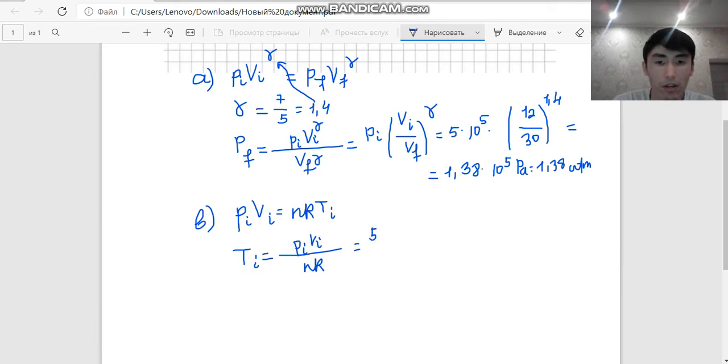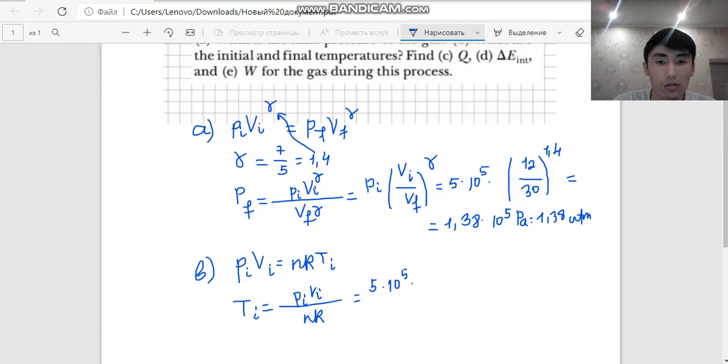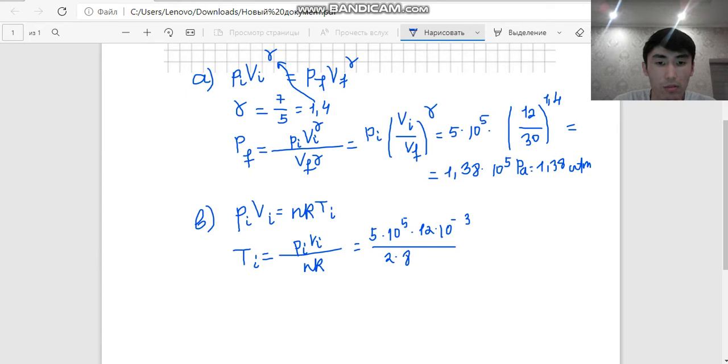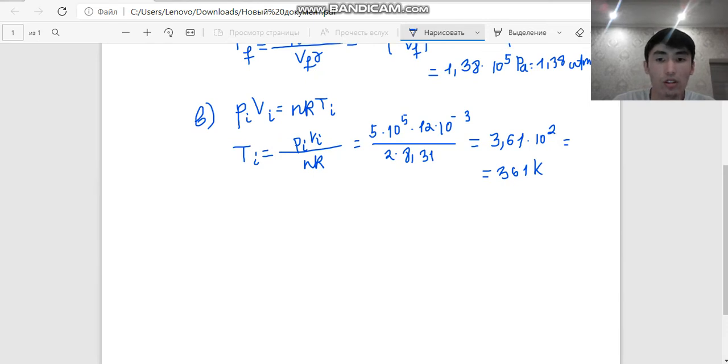So here will be 5 times 10 to the power of 5, times initial volume equal to 12 liters, 12 times 10 to the power of minus 3 cubic meters, over n equal to 2 moles times 8.31. Let's write the result of the calculation. Here will be 3.61 times 10 to the power of 2, or we can write it as 361 Kelvin. So we found the initial temperature.